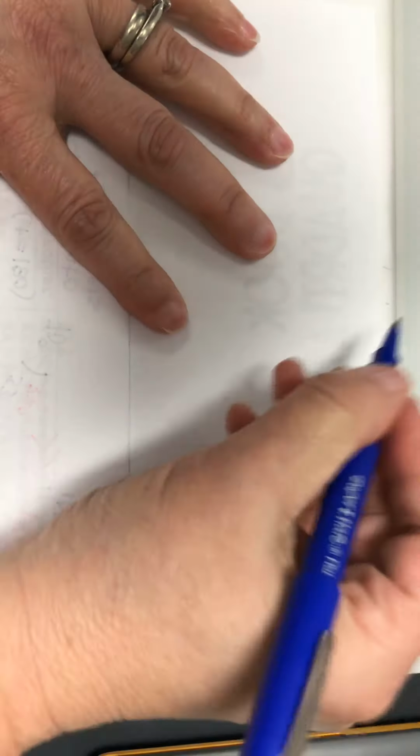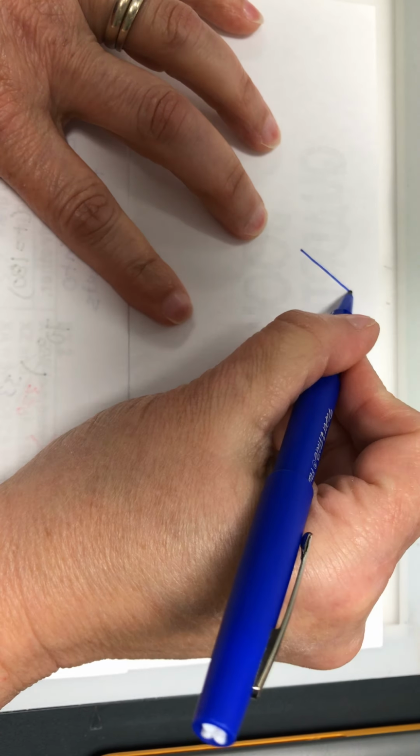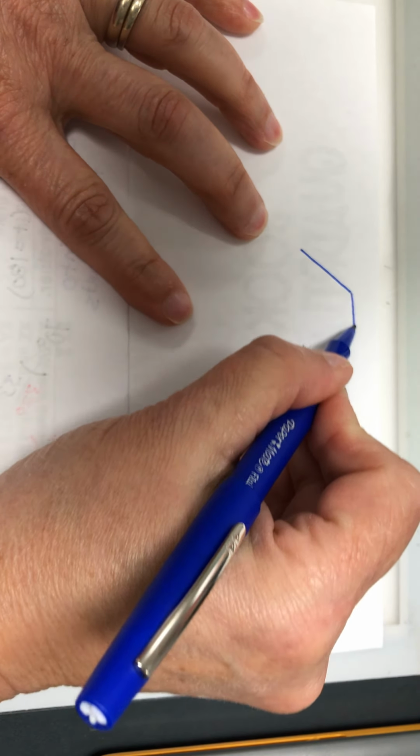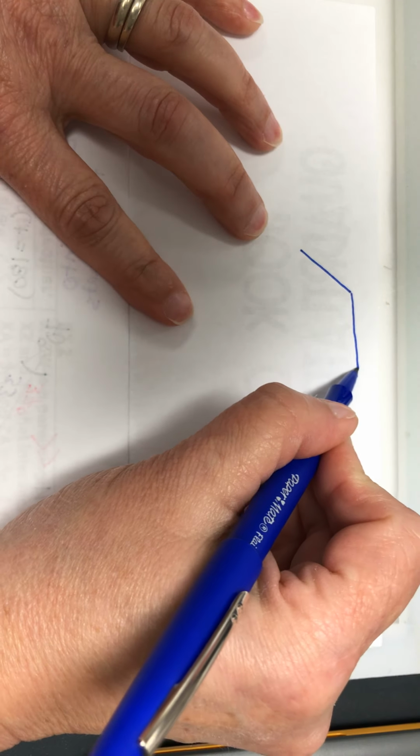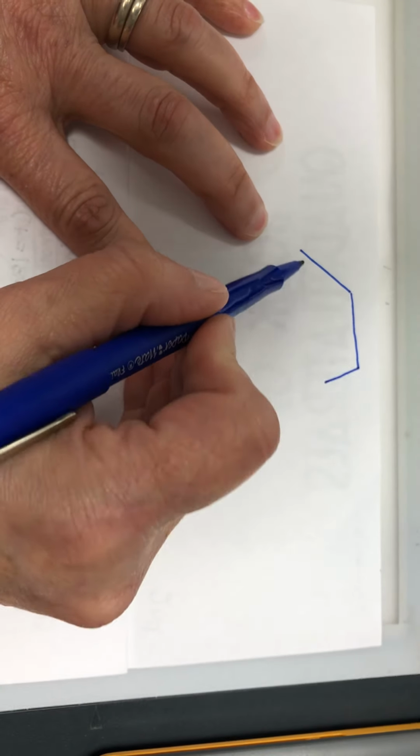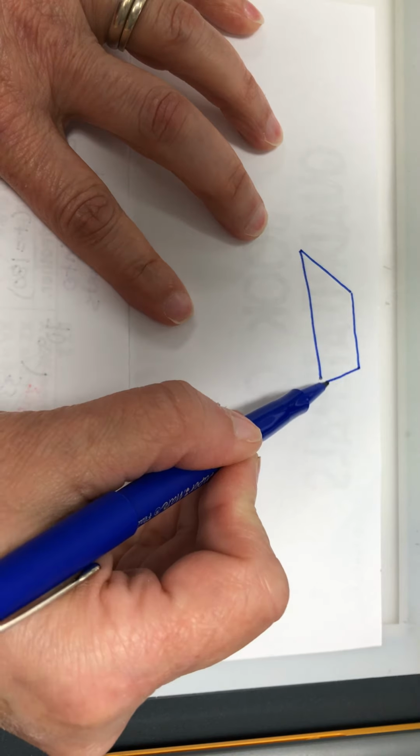And we're going to draw just a generic quadrilateral. 4 sides, all different lengths, none of them parallel. Generic quadrilateral. Okay, so generic quadrilateral, we have 4 sides. It's a closed figure with 4 sides. All 4 angles add to equal 360. That's all we've got there.